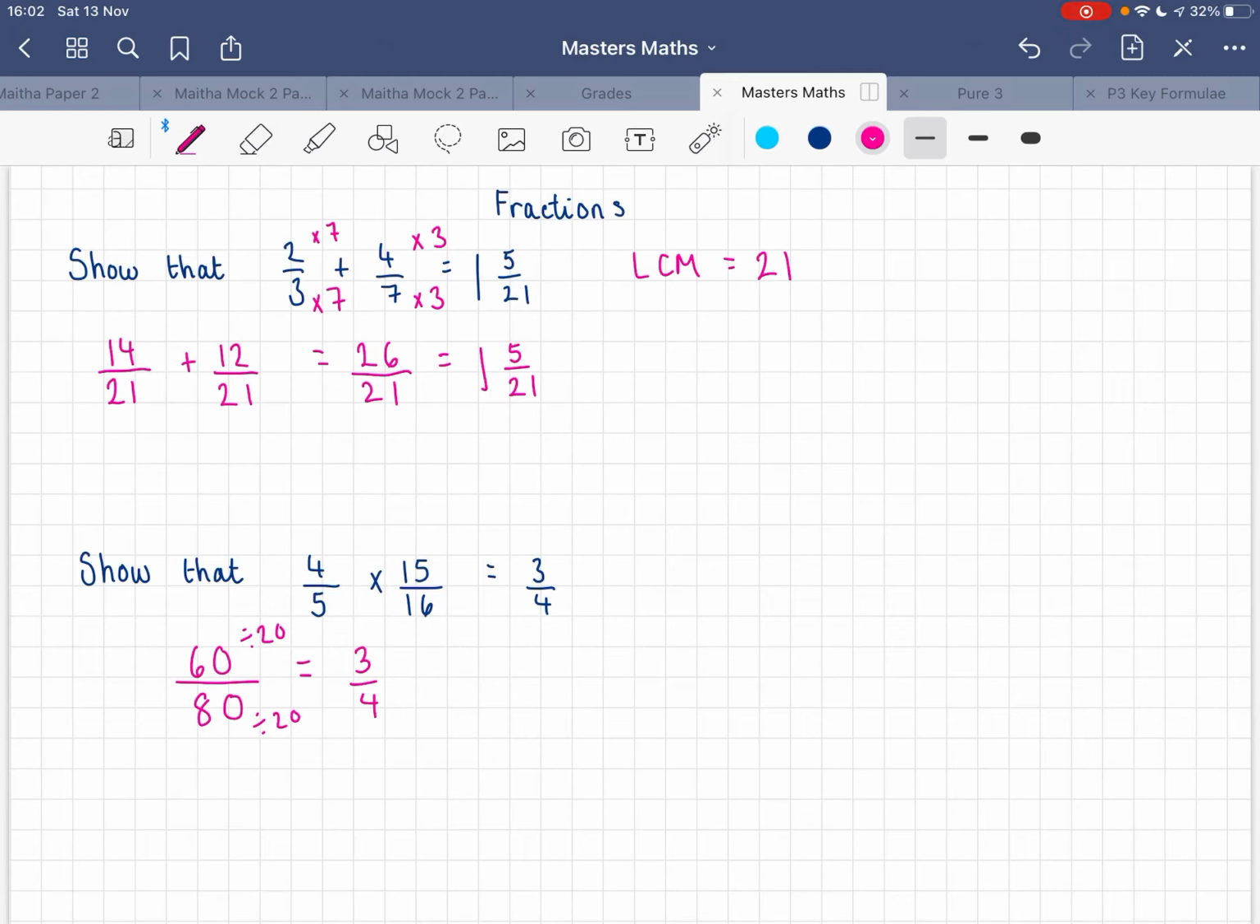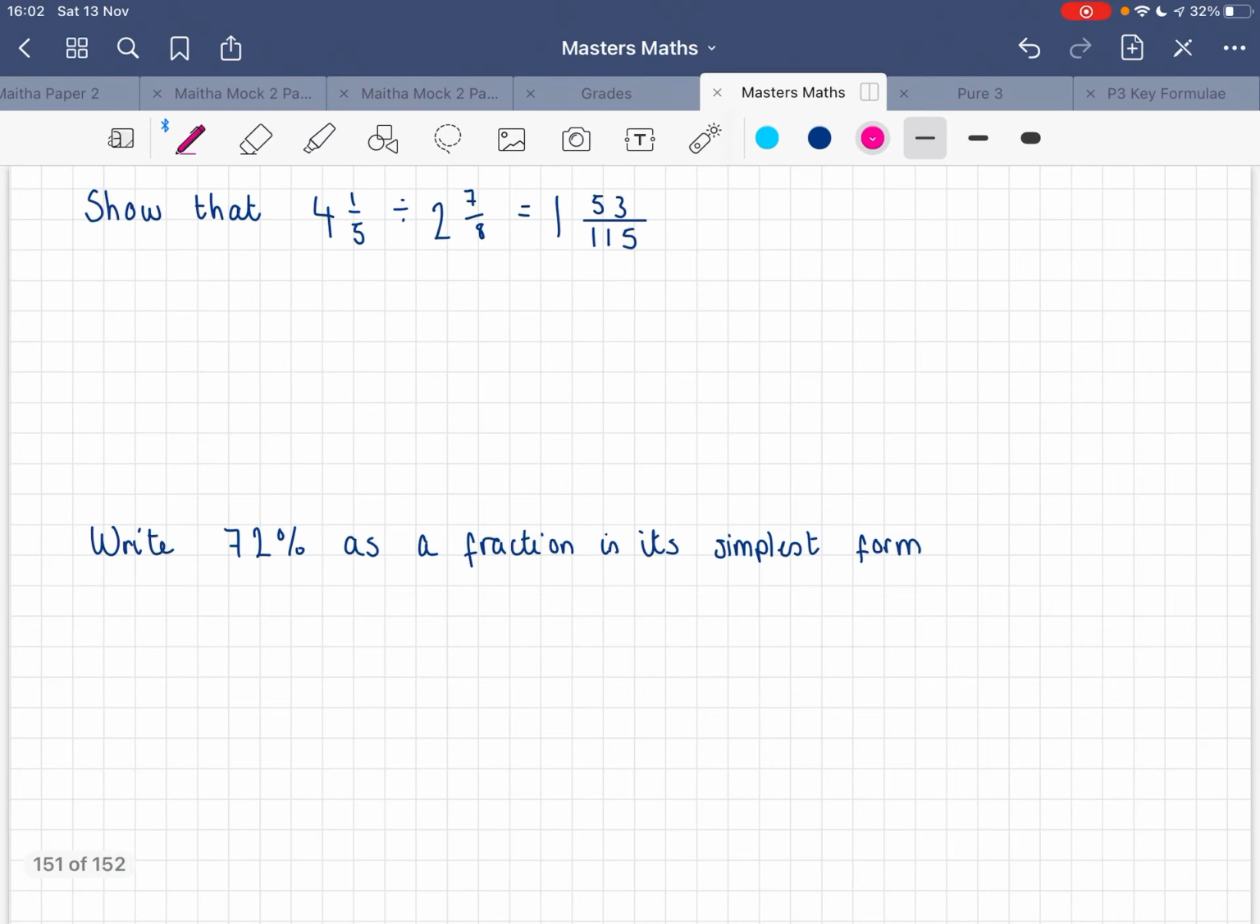This would maybe only be worth 2 because there's not an awful lot going on. The one above it would probably be 3. Now the next one, dividing, will be worth a few more because we're starting off with mixed numbers. So when you see mixed numbers in the question, your instinct should be to change them back into improper fractions.